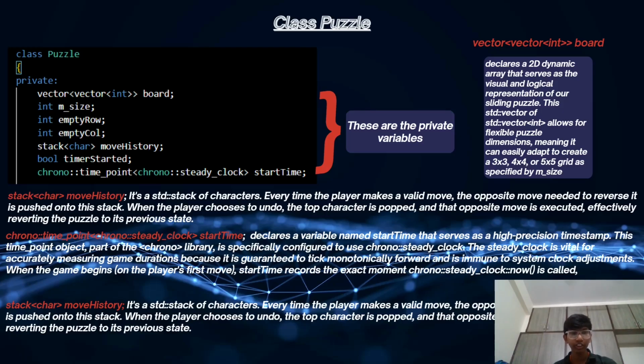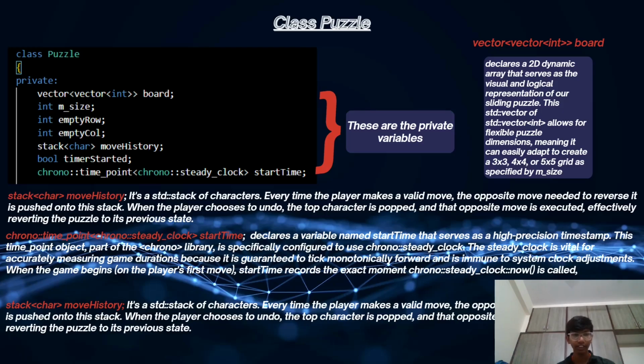So let's look inside my puzzle class. As I have mentioned, all the critical data are kept private. This is encapsulation in action. These private variables are the brains of the game. They hold its entire state. First, we have the board itself. This is a vector of vector of int. Using a vector of vectors is what makes the difficulty feature possible. It creates a dynamic 2D grid that can easily be a 3 cross 3, 4 cross 4 or 5 cross 5 puzzle. Next, we have the m size variable to store the dimension, and empty row and empty column to instantly know where the blank space or the empty tile is.